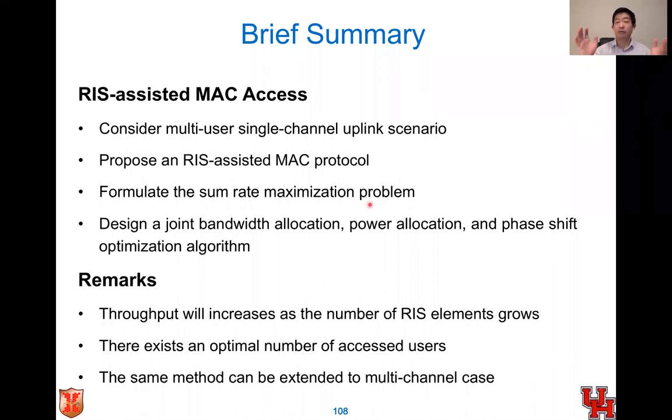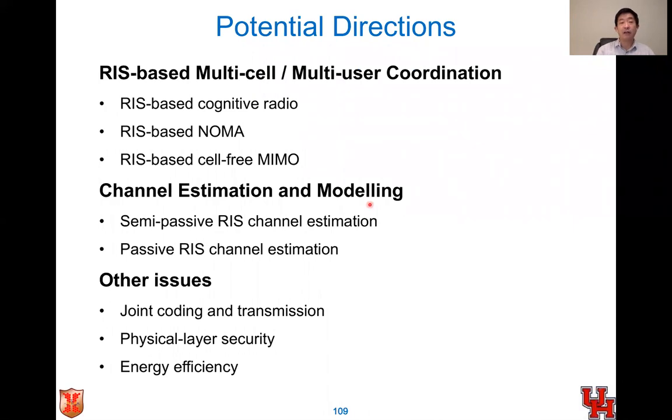So basically, we are pushing RIS to a higher level, from the physical layer to the MAC layer. This is another type, and there are many different potential directions. Basically, why RIS is very hot is because it is not only about the physical layer. You can put it into every layer and redo the original story, and then it will attract different funding for that.